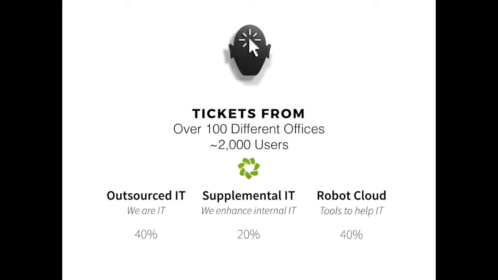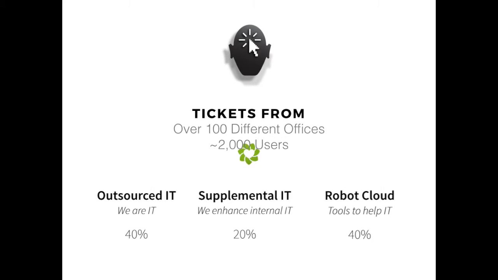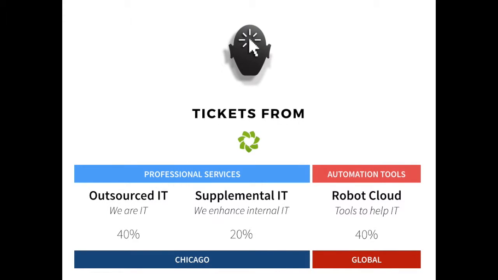And then we also have what we call Robot Cloud, which is a set of tools that we provide IT. And then we ourselves also use those tools. So what this really looks like is our professional services, primarily in Chicago, not that it needs to be just in Chicago, but people tend to want to do business with people who they know and who are local. So we've kind of developed that in Chicago. And then Robot Cloud being tools, people don't care so much if the tools come from Chicago, so they use those just about anywhere.